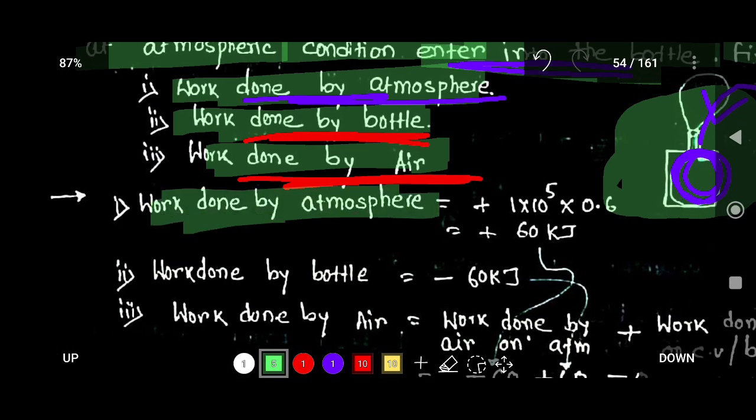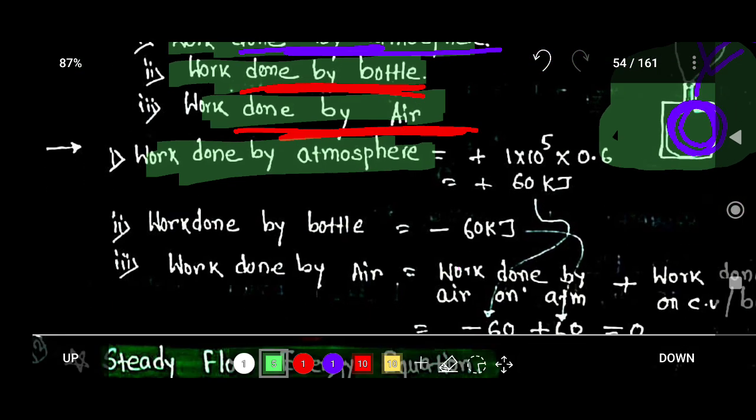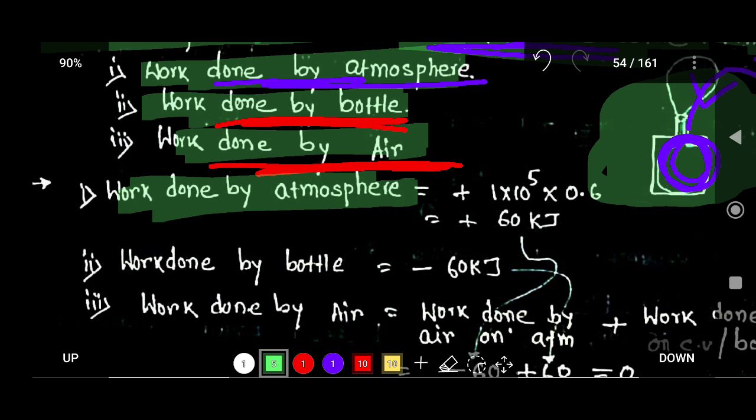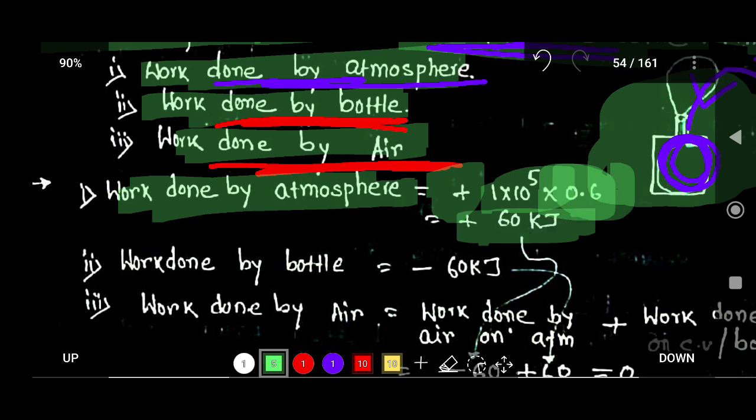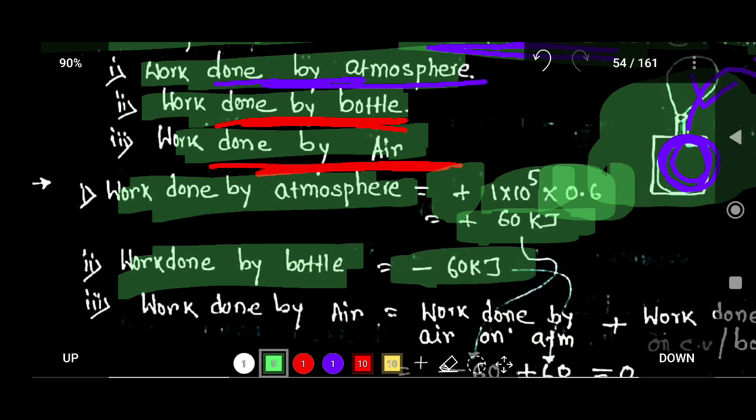So work done by atmosphere is equal to plus P into V, because it is by the atmosphere, that is why plus. Pressure is 1 into 10 to the 5 Pascal and volume 0.6. So from here you can find that it is plus 60 kilojoule. And the work done by the bottle is basically negative work, that is negative work done by the control volume, equal to minus 60 kilojoule.